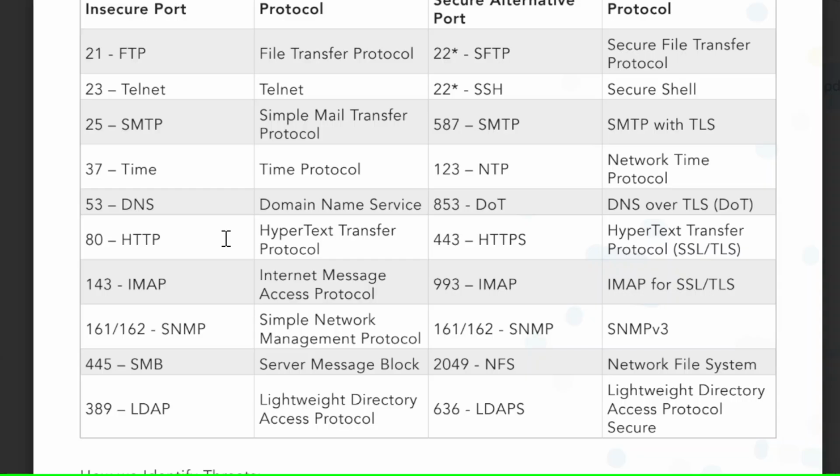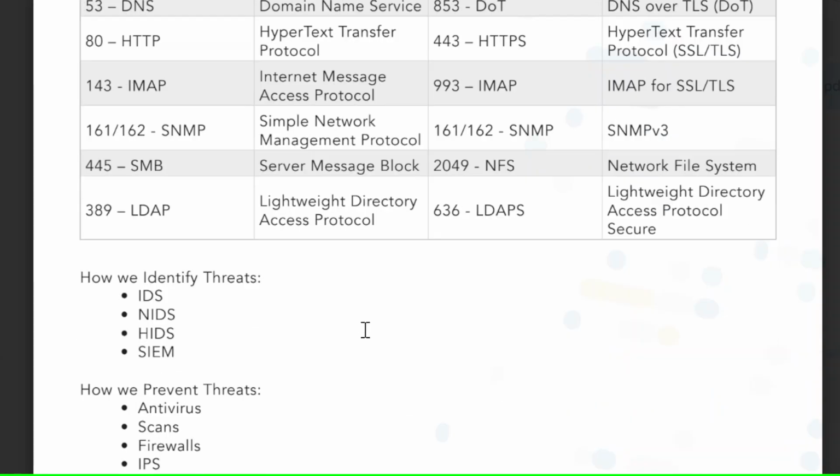Then 143 is IMAP, Internet Message Access Protocol. Here 993 is IMAP over SSL and TLS. And 161 and 162 are SNMP, Simple Network Management Protocol, and SNMP version 3 also uses 161 and 162. And we have 445 SMB, Server Message Block, and 2049 NFS, Network File System. And we have LDAP, Lightweight Directory Access Protocol, and LDAPS, which is Secure Lightweight Directory Access Protocol.